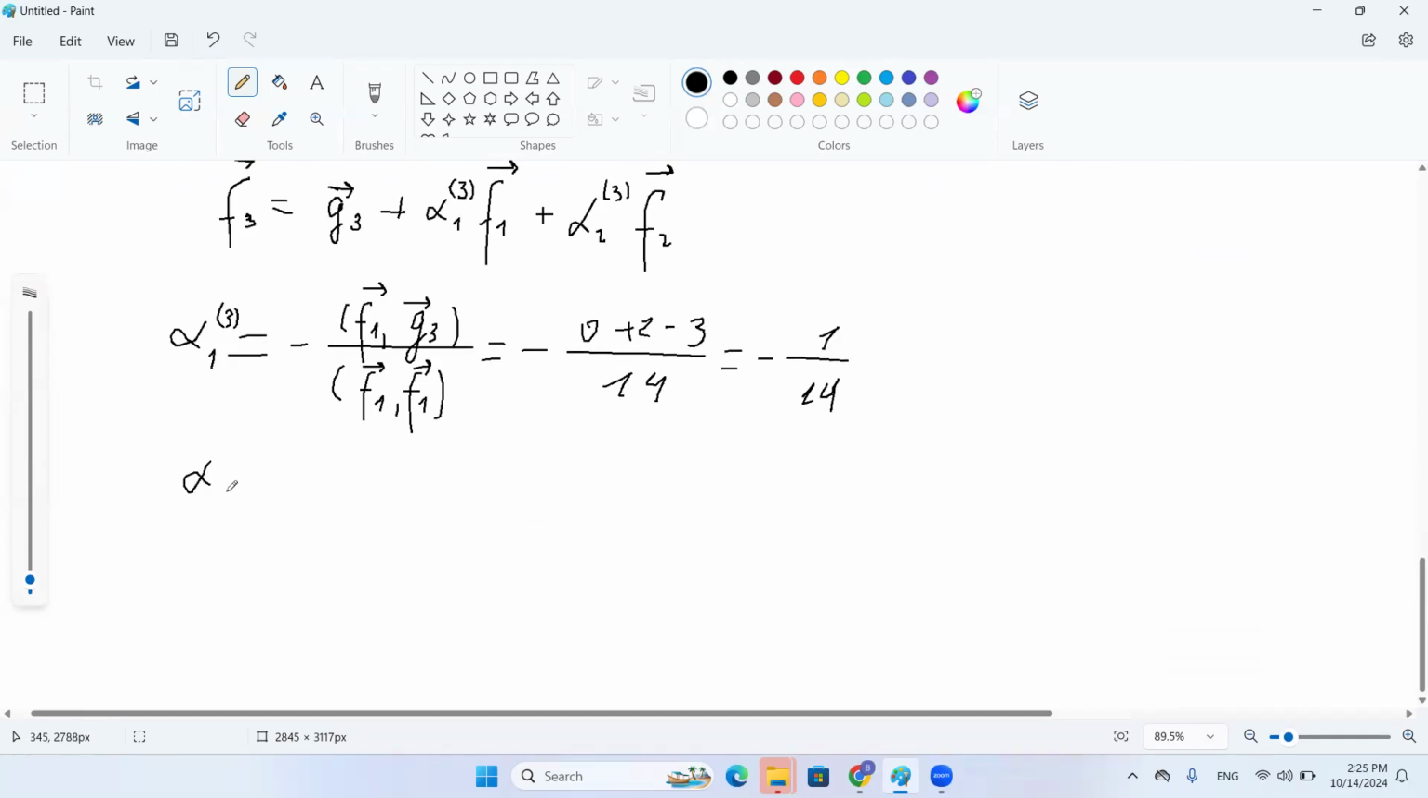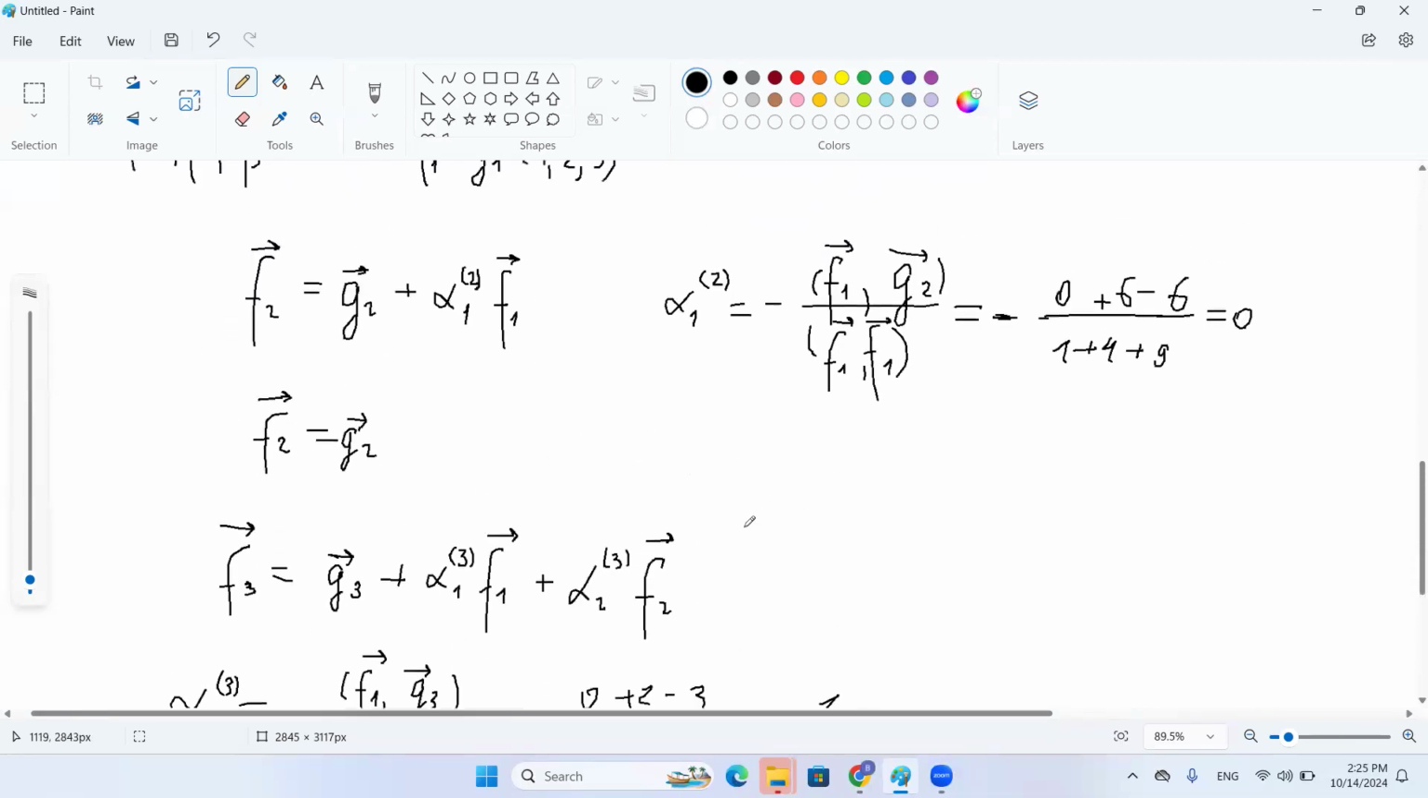And alpha 2, 3 equals minus, in this case, f2 multiplied by g3. So what changes here? F vector, but so what doesn't change? G3 is not changed, and here we have f2 multiplied by f2. So in this way, g3 remains without changes.